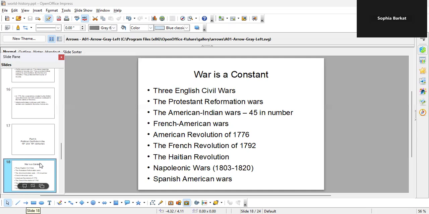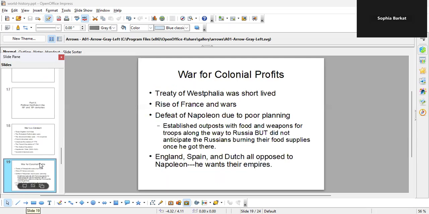in the American colonies, right? And also the Free State. War for colonial profits. So the Treaty of Westphalia was short-lived, as I've said. We see the rise of France and we saw wars. We also read about the defeat of Napoleon due to poor planning, right?